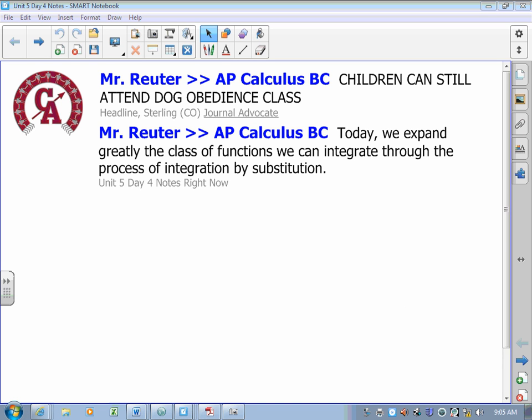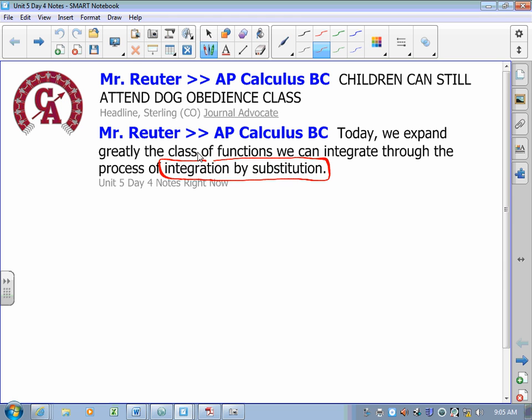All right, friends. Day 4 of Unit 5. Remember, Day 3 was a practice day, so if you're watching this the day after you saw Day 2, well, we missed a day, a practice day in between. This lesson deals with integration by substitution.